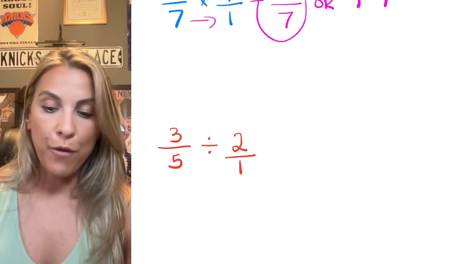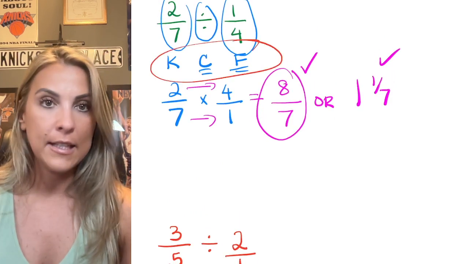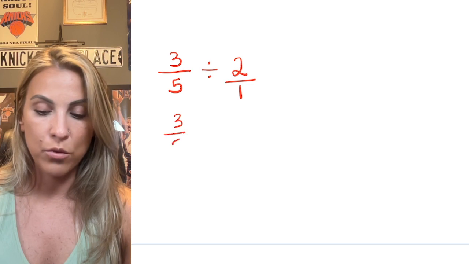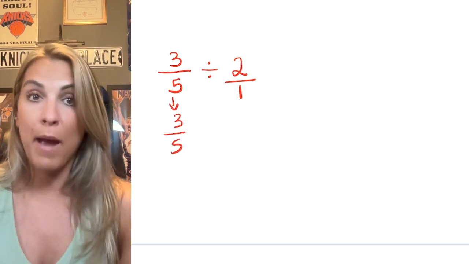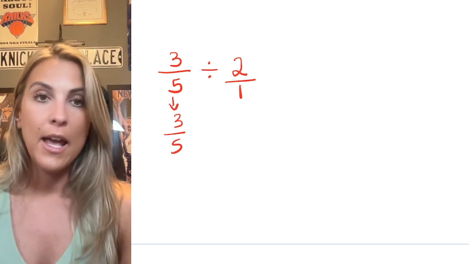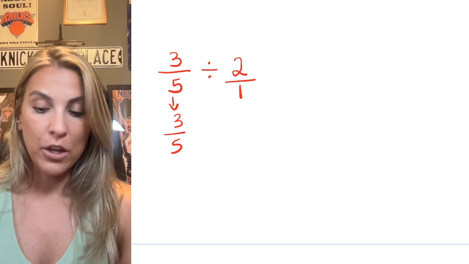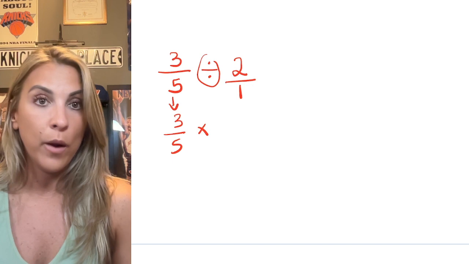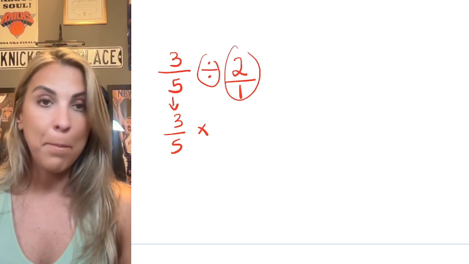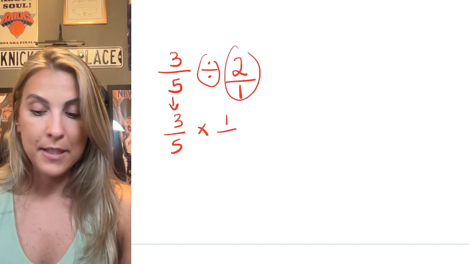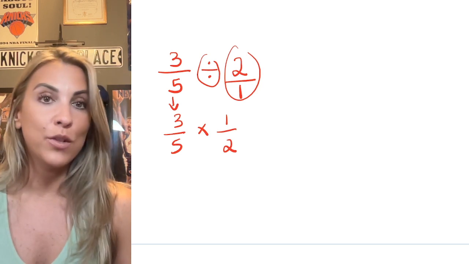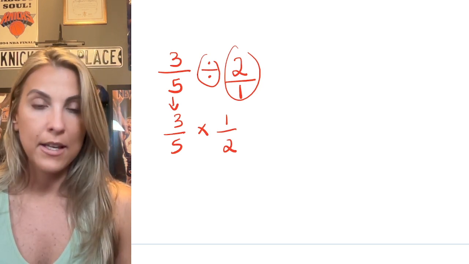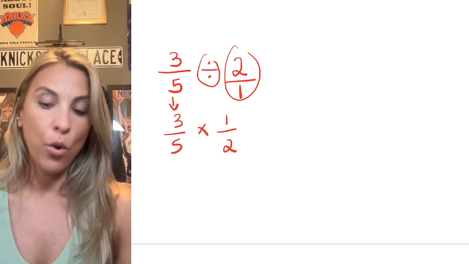All right, we're going to follow that same procedure, that KCF that's up here. Keep. Remember, we keep the first fraction. So 3/5 stays the same. It does matter. You can't switch the order, okay? Keep, change, flip. We're going to change the division into multiplication, an operation that we already know how to do. And we're going to flip that second fraction upside down to create its reciprocal. So 3/5 divided by 2 is the same thing as 3/5 times 1/2.